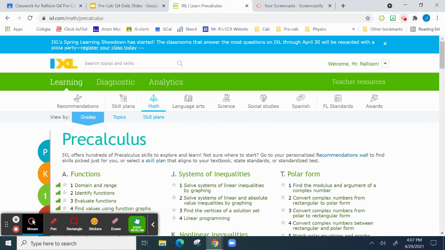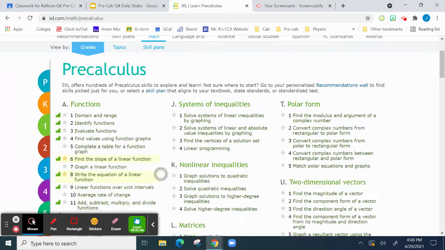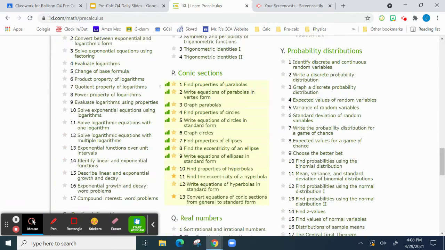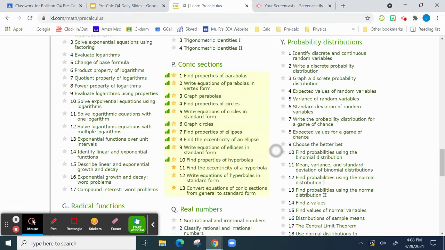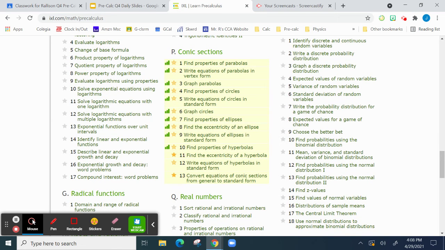Hello. So I have been hearing that some people want some assistance with parabolas. So let's take a look at that. It's in IXL Pre-Calculus Section P. So I'm just going to run through 1, 2, and 3 for you.